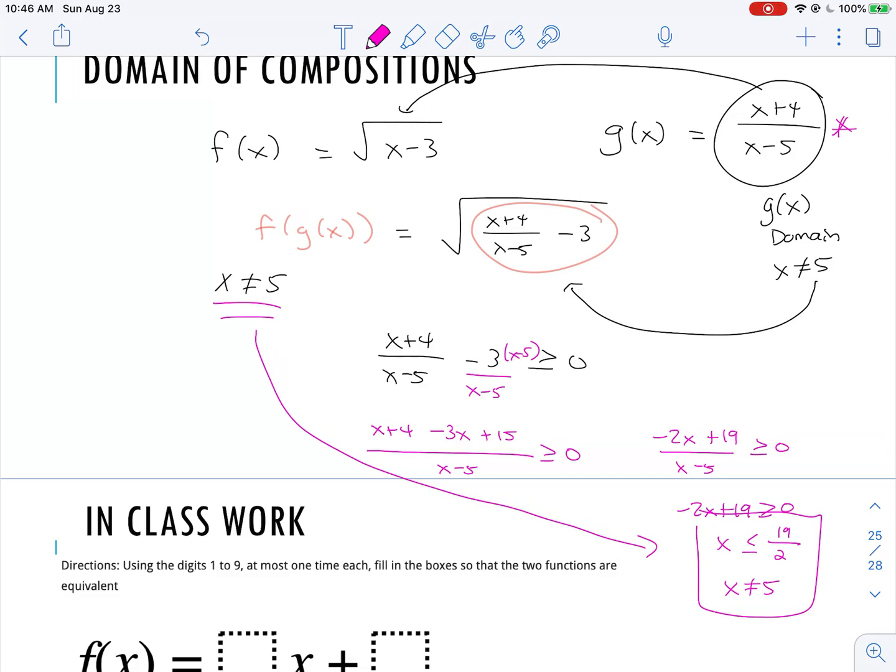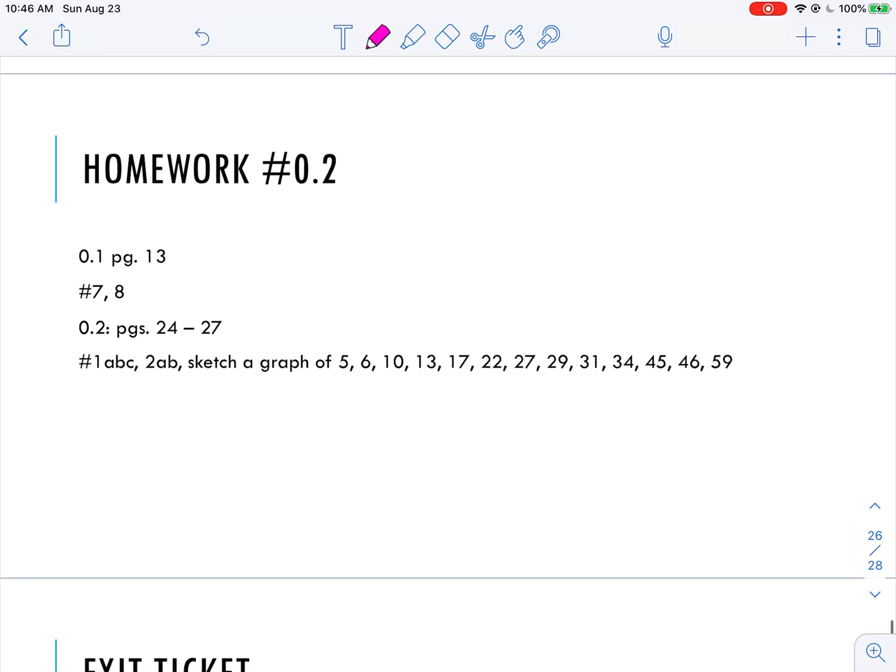So just make sure that you test whatever you're plugging in. You need to find the domain of that, because that domain sticks for the composition of functions.